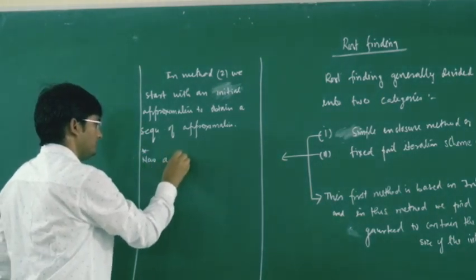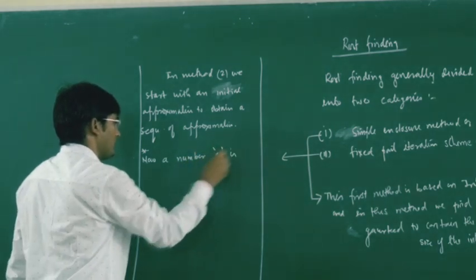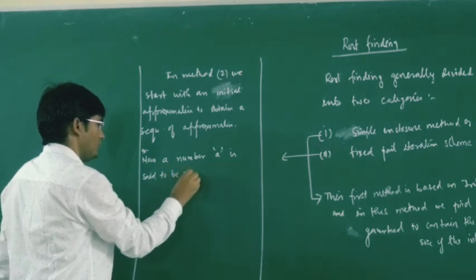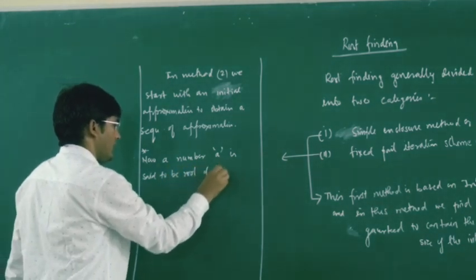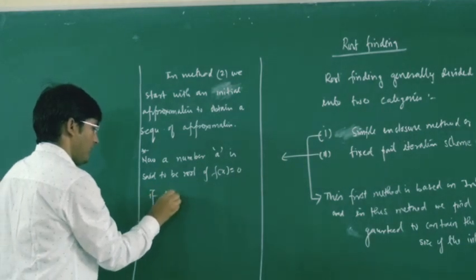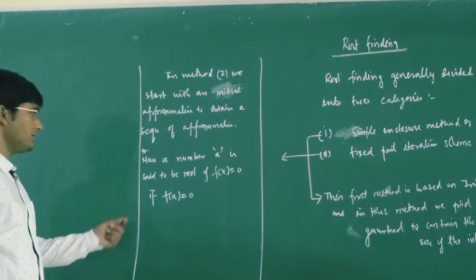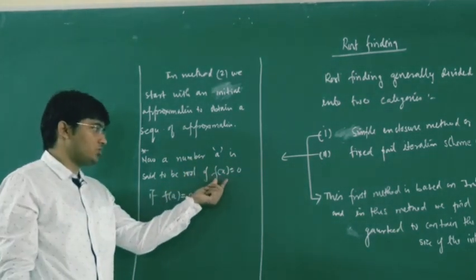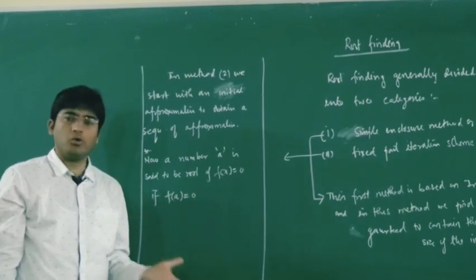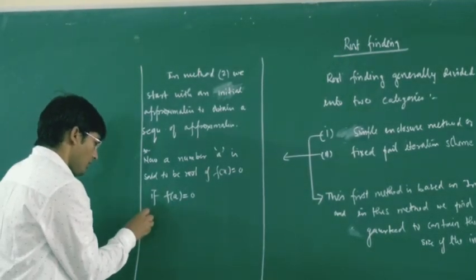Now a number small a is said to be a root of f(x) = 0 if f(a) = 0. This number a is said to be a root of this equation if it satisfies this equation, and we also call it a zero of this equation f(x) = 0.